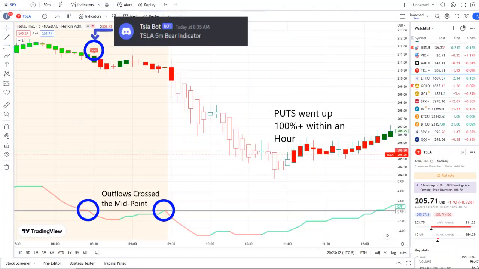So the home run of the day was from our Tesla bot. Our Tesla bot at 8:35 a.m. sent out a bear indicator. From that moment forward, outflows crossed the midpoint to the downside. Pure weakness there on 42 vision into the bell. And after the bell, put options went up 100% plus within an hour, guys.